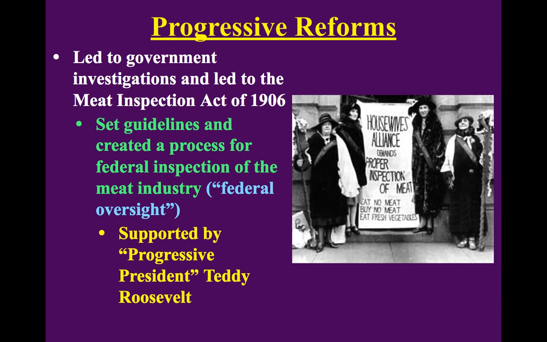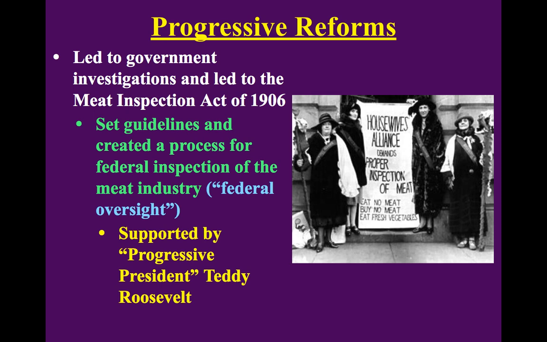This led to government investigations, and it led to the Meat Inspection Act of 1906. This set guidelines and created a process for federal inspection of the meat industry. So now the meat industry has to follow rules. They have to have like a checklist before they can start selling their meat to the public.